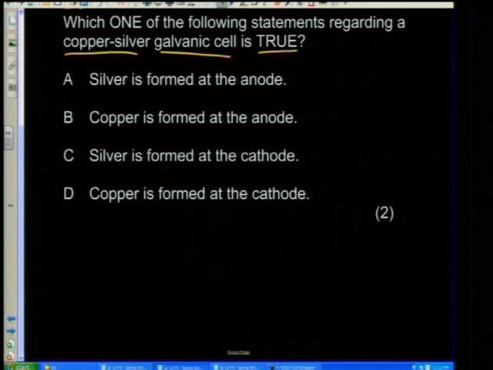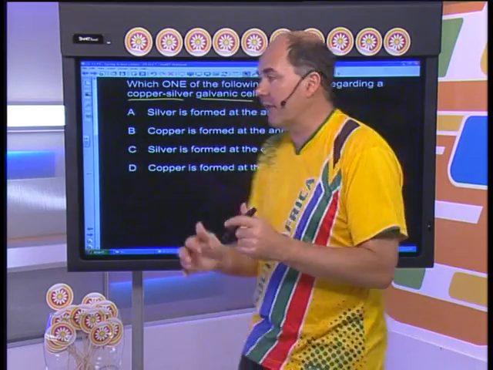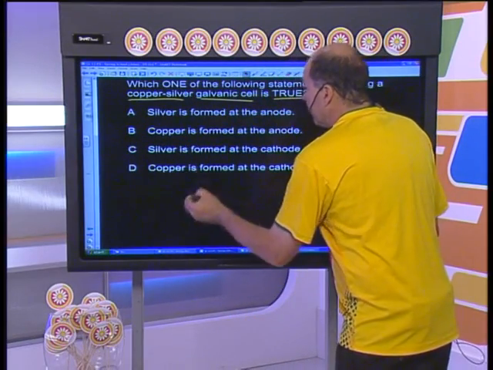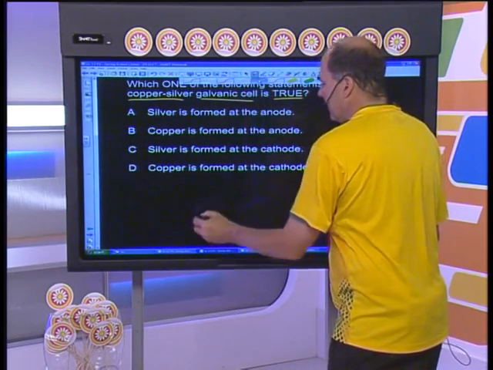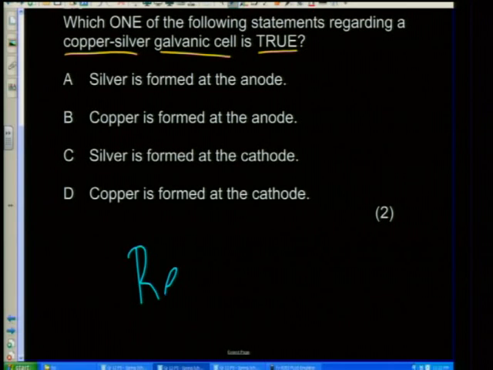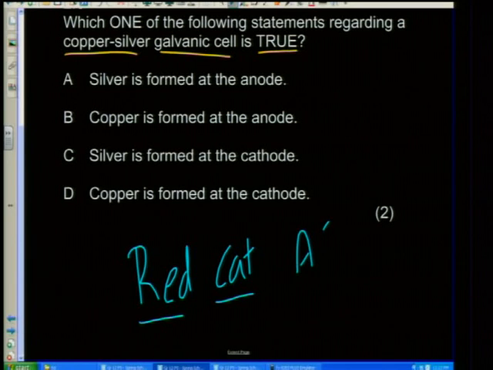Oh, okay. So now we've got to do another mnemonic. We need to know what happens at the anode, what happens at the cathode. Here's the way I remember it. There are two ways. I say to myself, red cat. And what I'm doing is I'm saying reduction takes place at the cathode. I also say that at the anode there is oxidation. The two vowels go together.